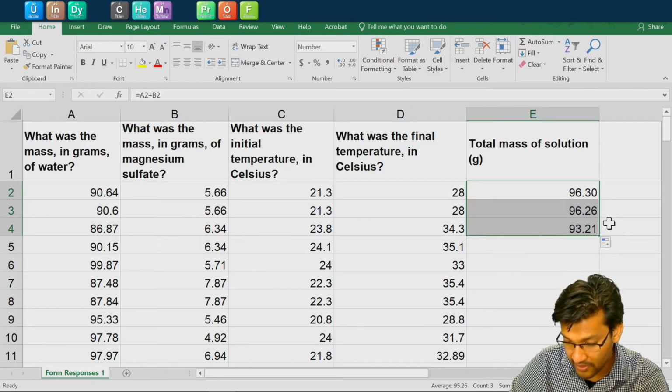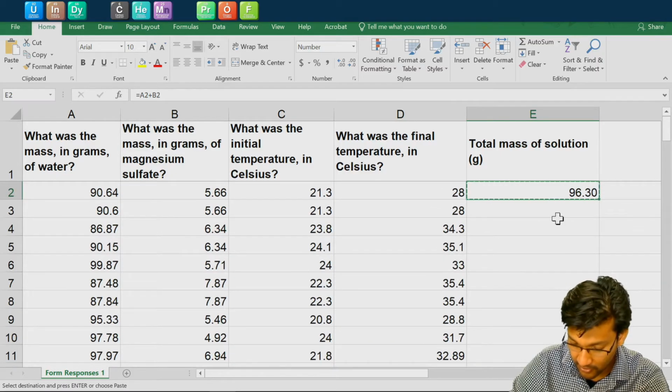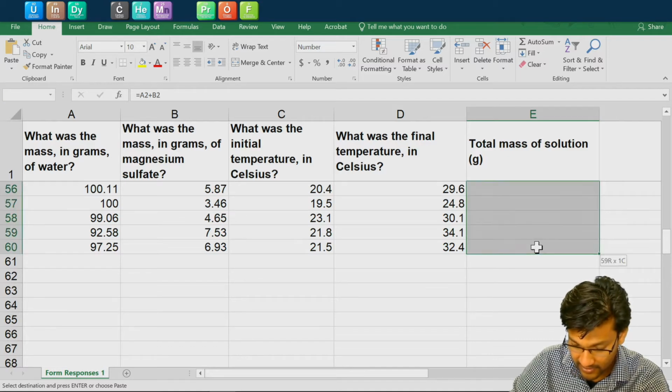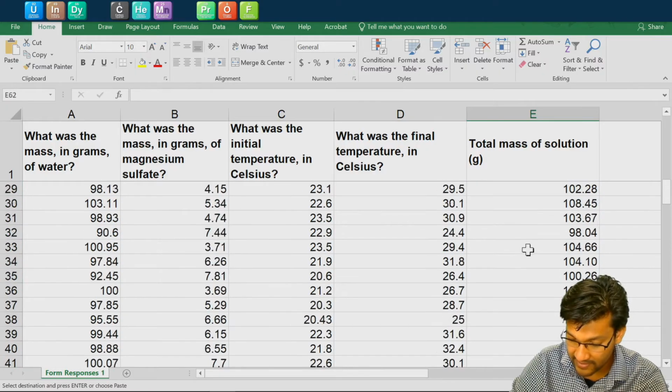The other way, I'm going to undo that. The other way I can do this is just copy, scroll all the way to the bottom. I'm not clicking anything. Hold shift, then click, and then press Control V to paste it. And now it's pasted that in every single cell.